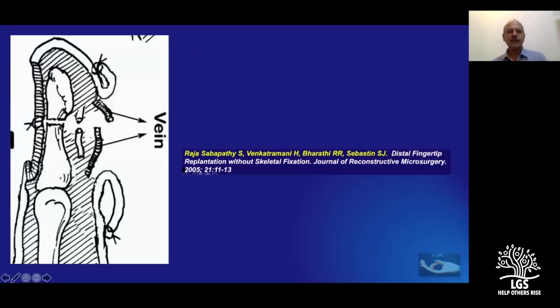So here, this was described from Ganga Hospital, where you do a primary repair of the nail bed. Now this is the amputation at this level. You can repair the nail bed. That will sort of splint the terminal phalanx together. So you don't need to put in a wire. As I told you, the veins are very superficial. You can do the artery anastomosis first, then do the vein anastomosis.